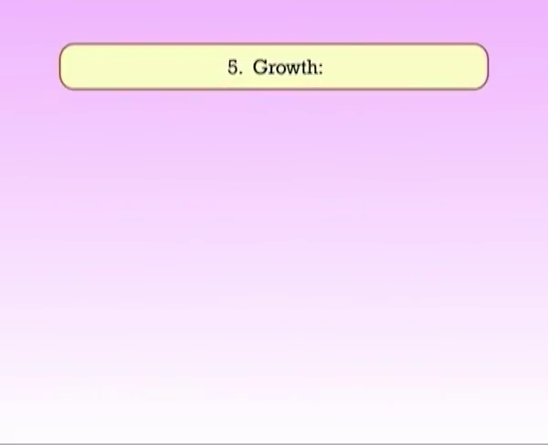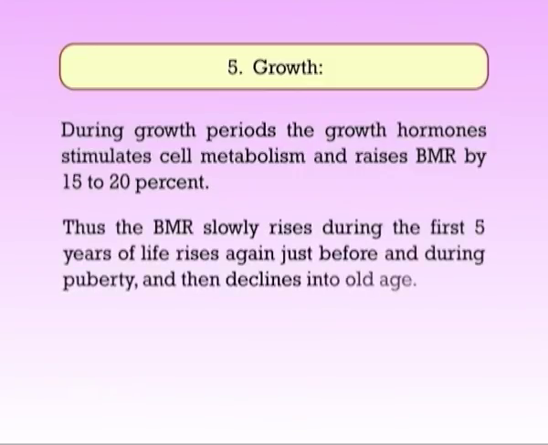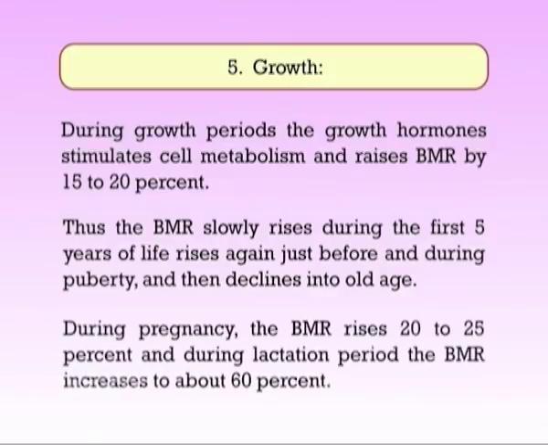Next is the growth. During growth periods, the growth hormone stimulates cell metabolism and raises BMR, that is basal metabolic rate, by 15 to 20%. Thus, the basal metabolic rate slowly rises during the first 5 years of life, rises again just before and during puberty, and then declines into old age. During pregnancy, the basal metabolic rate rises 20 to 25%, and during the lactation period, the basal metabolic rate increases to about 60%.